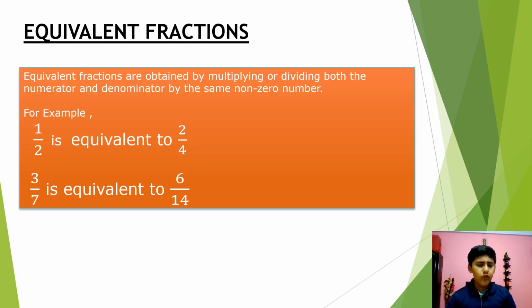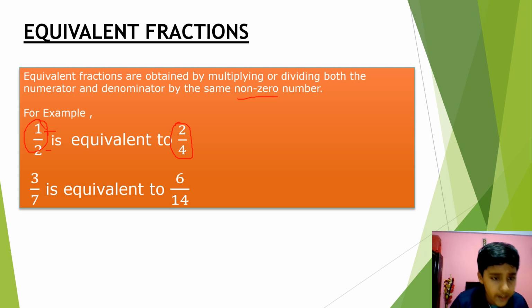Equivalent fractions. Equivalent fractions are obtained by multiplying or dividing both the numerator and the denominator by the same non-zero number. It is non-zero, so you cannot multiply or divide by 0. For example, 1/2 is equivalent to 2/4. If you multiply the numerator 1 by 2, then it equals 2, and if we multiply the denominator 2 by 2, then we get 4. So now you can understand how equivalent fractions are formed.